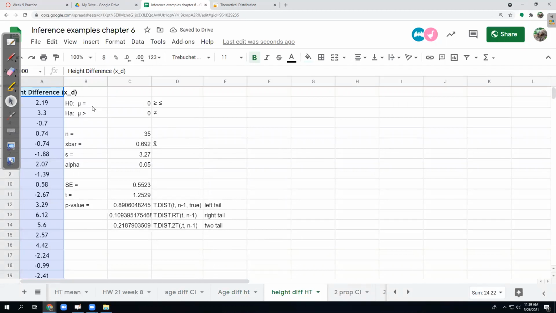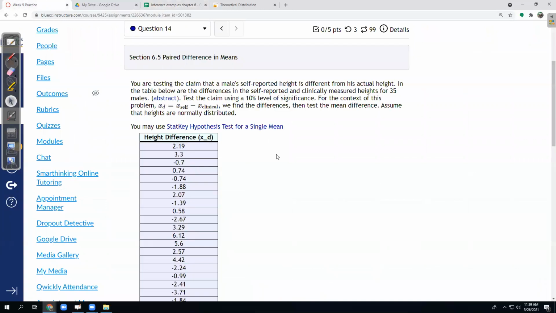So let's see, usually we say there's no difference. Let's see, what did the problem give us for alternative? We're testing the claim that a male's self-reported height is different from his actual height. Okay, so if different, that would be just not equal, two-tailed test. Let's see if there's anything else.